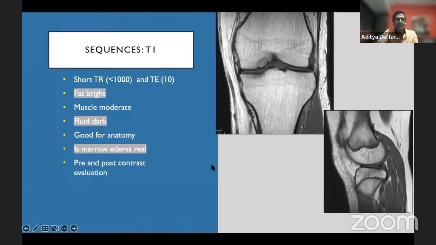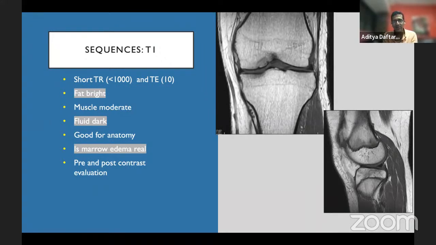So the one sequence that people talk about is a T1 weighted sequence. Now, when it comes to looking at internal derangements per se, the T1 weighted sequence is of little to no use for us. It's pretty good when we're looking at tumors and infection. In the old days, people would talk a lot about using T1 weighted sequences to look at the menisci and for meniscal tears. But today, with proton density images, which are the workhorse sequences that we use in MRI, we are very, very good at looking at meniscal tears.